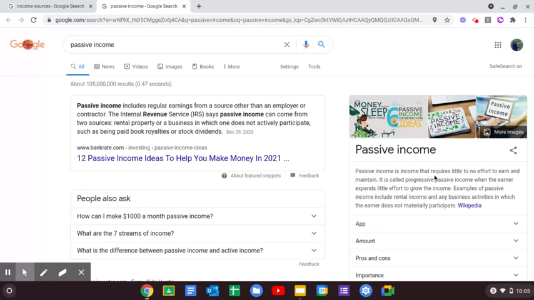Passive income is income that requires little to no effort to earn and maintain. I don't know about you, but passive income sounds good to me. Little effort to grow the income. I don't have to put a lot of effort into it, and I'm making money. That sounds good to me.